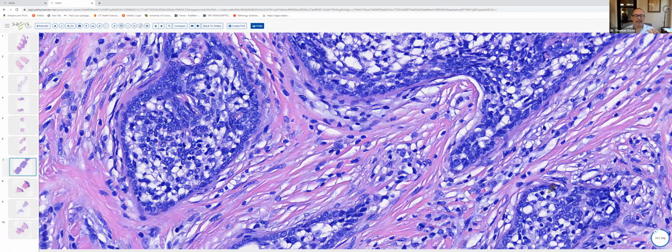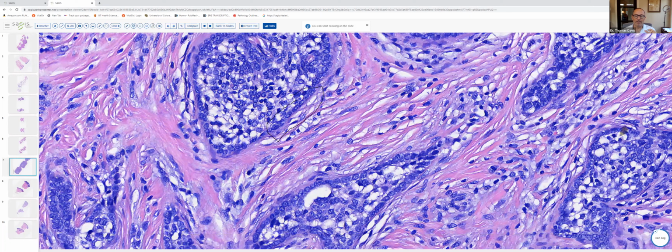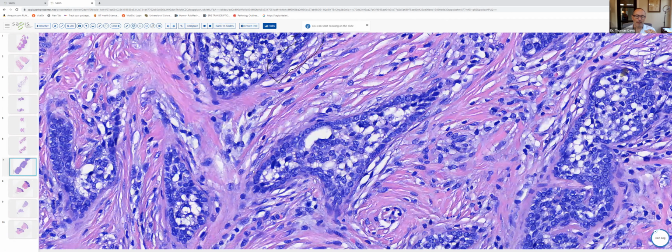You can see it in this aggregate. Again, this layer of cuboidal epithelium that is demonstrating palisading. I'm going to use my pencil here around the periphery of the neoplastic aggregates. Again, just to drive home the point, each is kind of outlined by this layer of cuboidal epithelium with peripheral palisading.